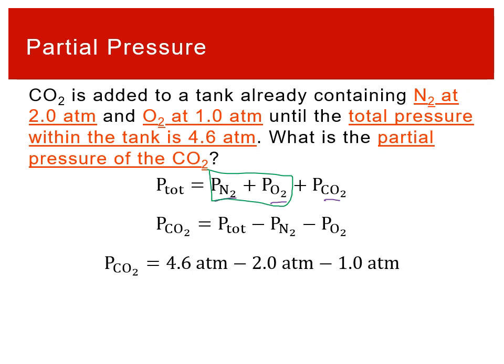The total pressure was 4.6 atmospheres. The N2 pressure was 2 atmospheres. My O2 pressure was 1 atmosphere. And then I get an overall pressure of CO2 of 1.6 atmospheres.